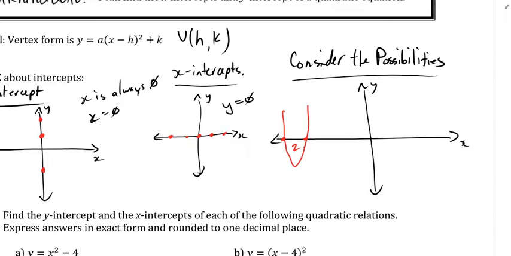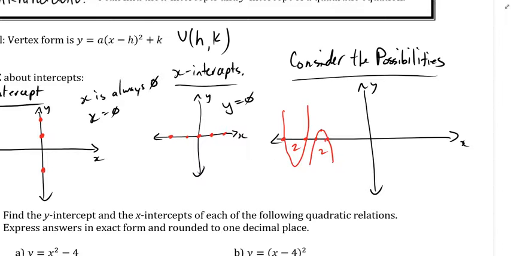Possibilities. Well, describe another parabola, anybody. Well, the vertex could be up one and then it opens down. Okay, nice. And how many x-intercepts would that have? Still 2, right? Can anybody think of something else?